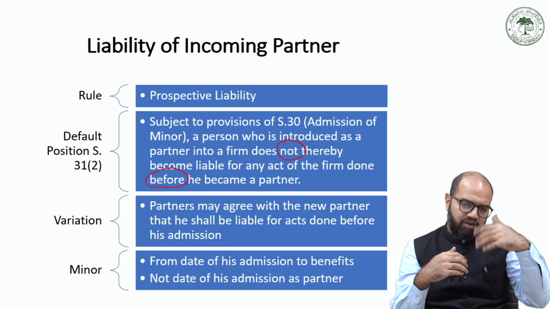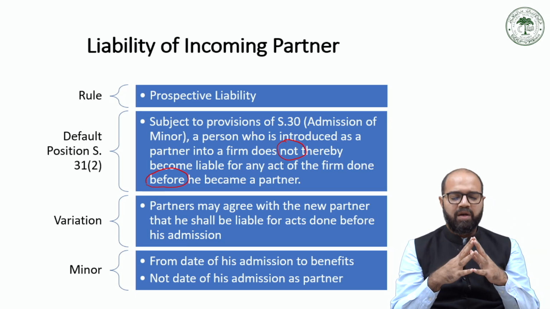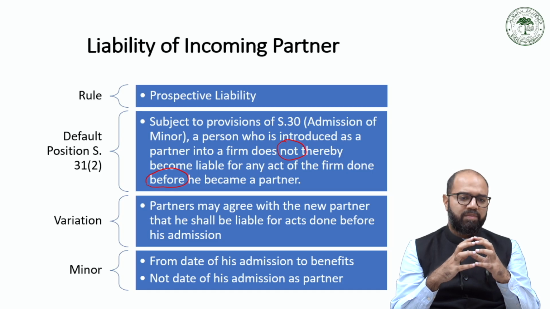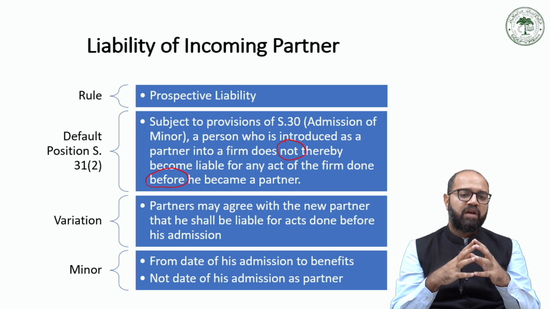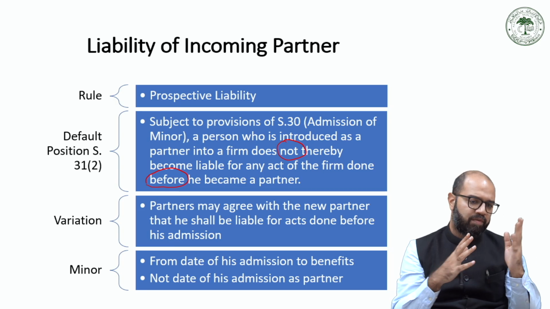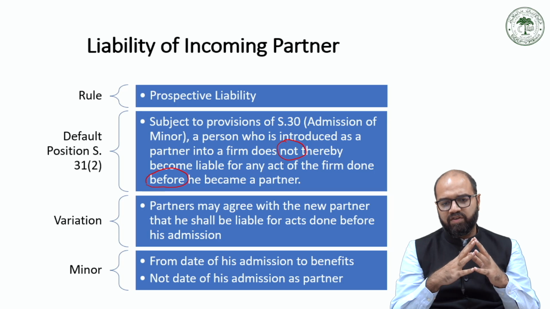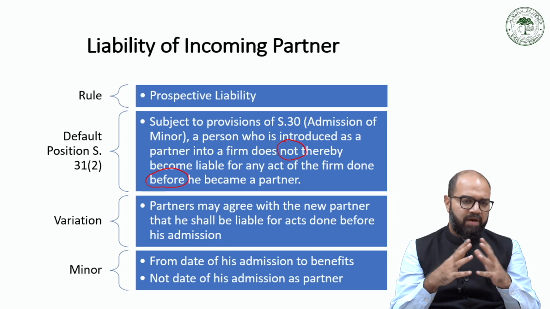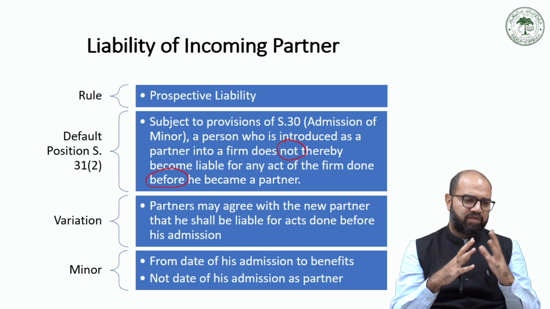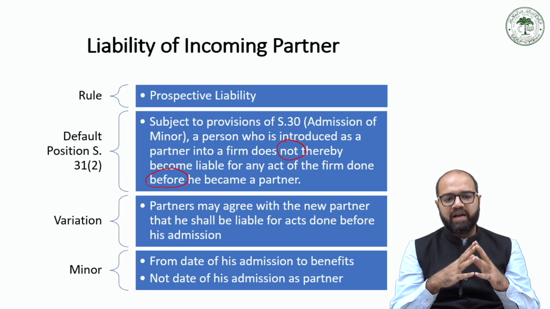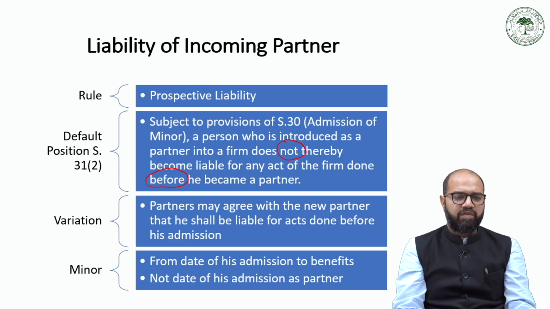So therefore, when he eventually becomes a partner, let's say a person was admitted to the benefits of the partnership at the age of 15 years. Then he acquired the status of a partner at the age of, let's say, 18 years. So if he has elected to become a partner at the age of 18 years, then for the 3 years from 15 to 18, all the transactions of the partnership firm, if any liability is created, that liability would be applicable to this minor for all the 3 years, notwithstanding that he has become a partner at the age of 18 years.